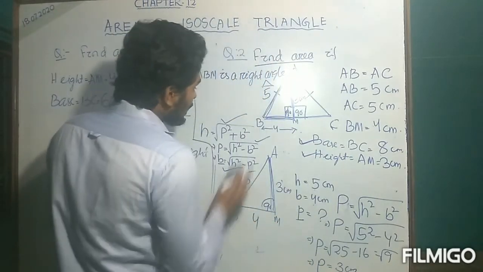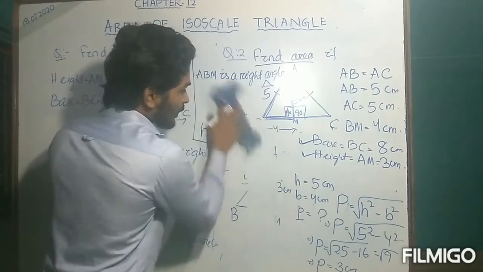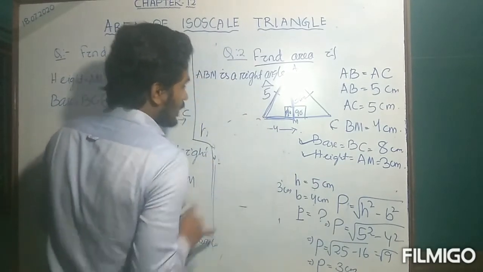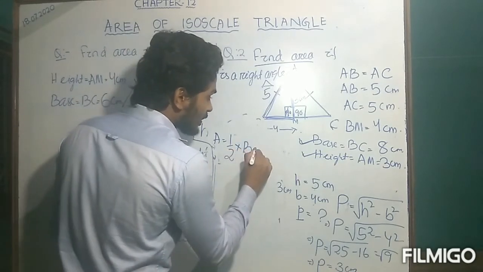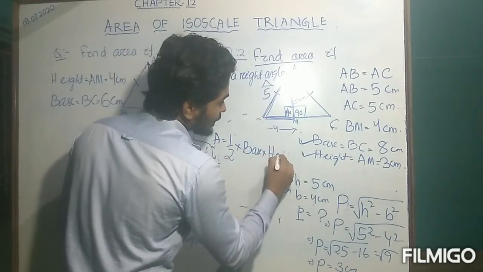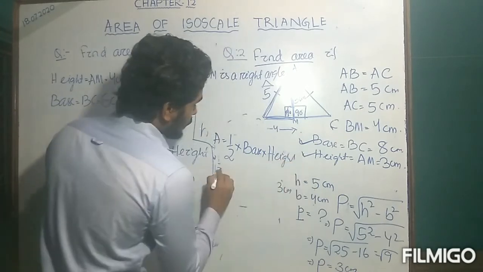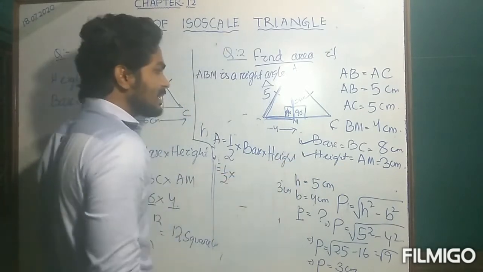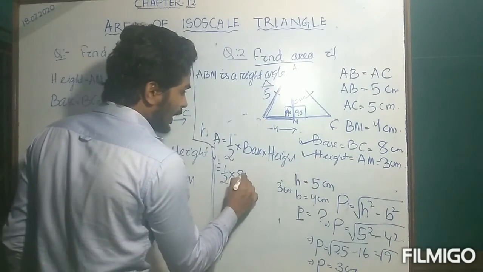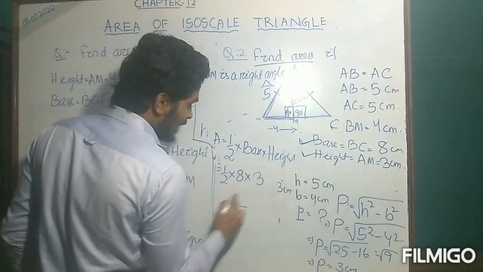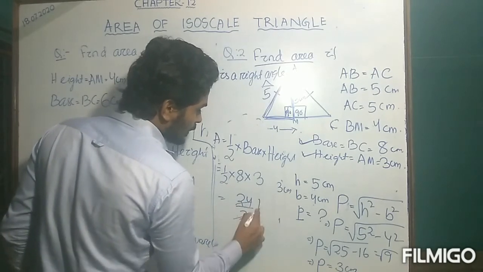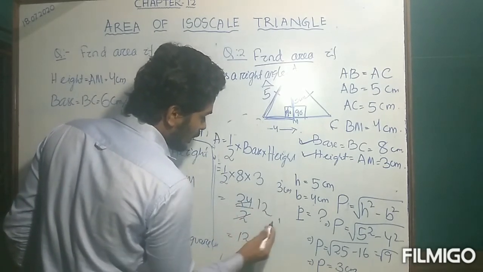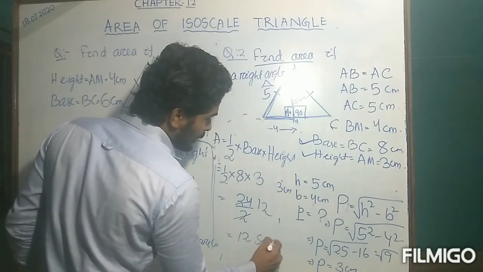What is the formula? The area is half into base into height. So half into base is 8 cm and height is 3 cm. 8 times 3 is 24 by 2. That is 12. So the area is 12 square centimeter.